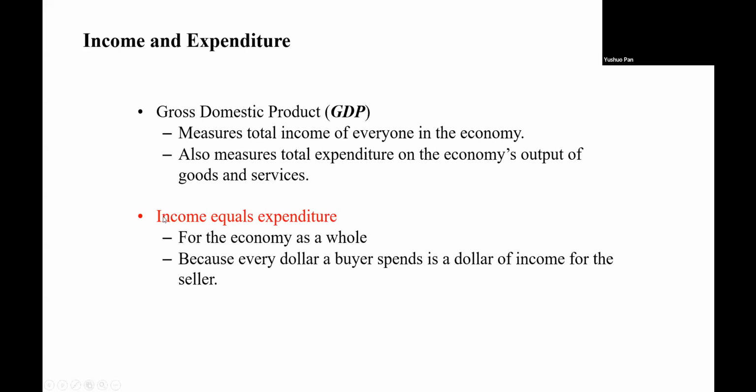So here, I marked it here. Income equals expenditures. Because in our society, if you want to have some service or good, you pay the money. But for the other part, they have to receive the same amount of money you pay. So for the whole society, the income for the people who provide the good is going to be the same amount of money as you pay them, right? Because every dollar a buyer spends is a dollar of income for the seller.